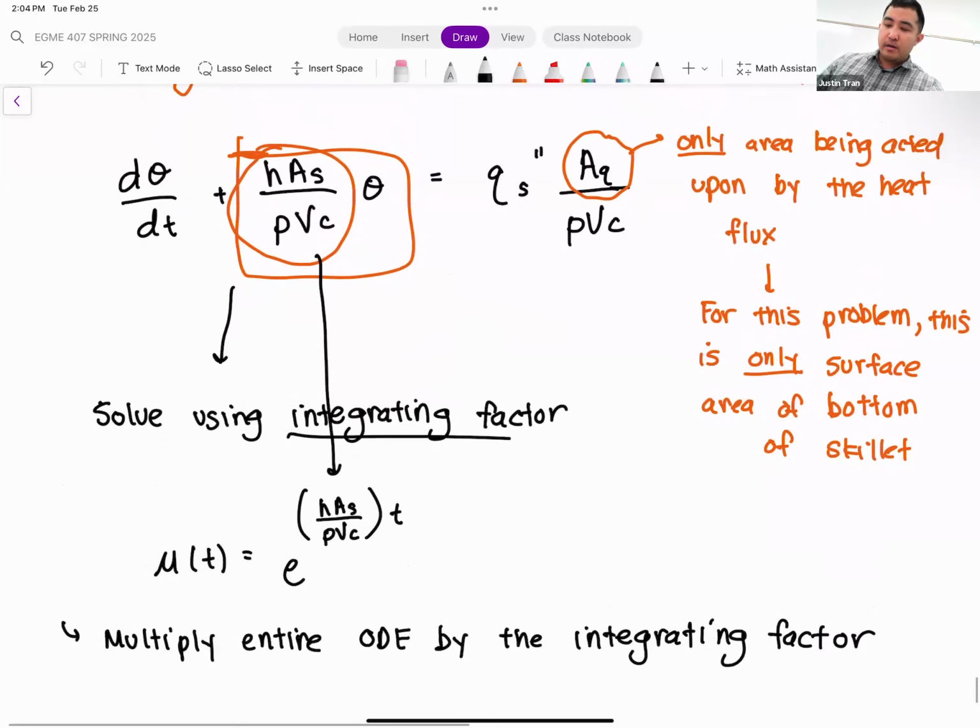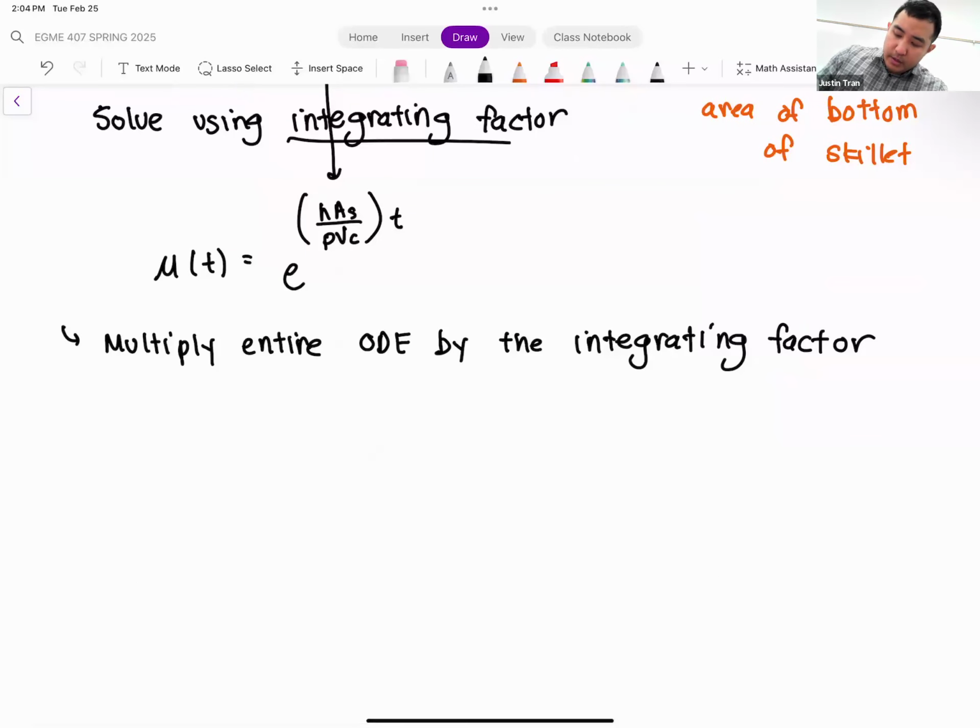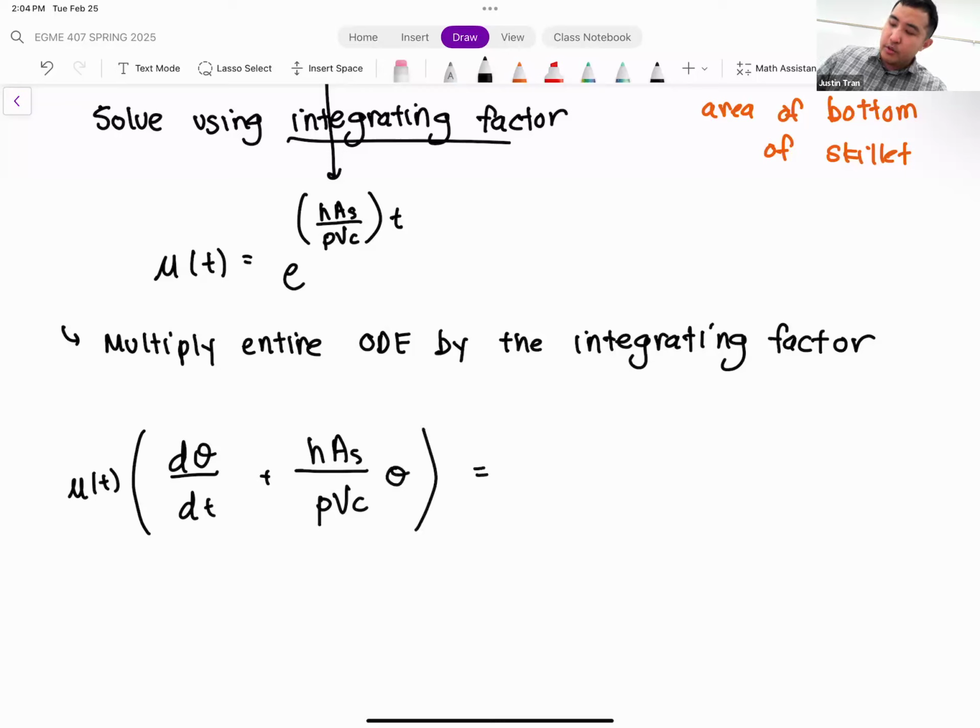And so what we have from there is mu of t multiplied by d theta dt plus hAs over rho VC times theta is equal to Qs double prime Aq divided by rho VC times mu of t. So it's just our original equation multiplied by our integrating factor. I've done it to the left and right side of the equation.